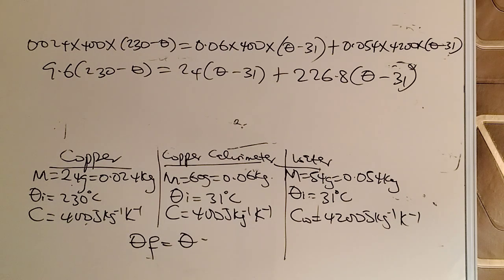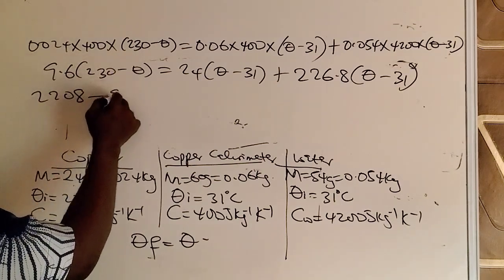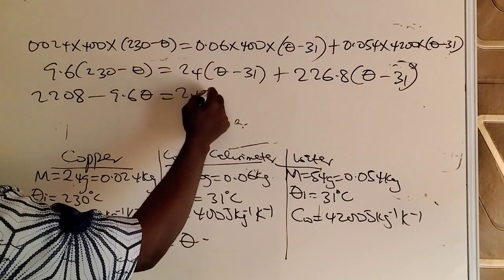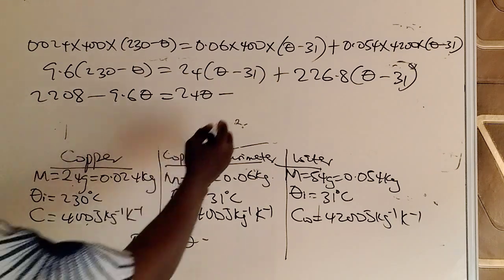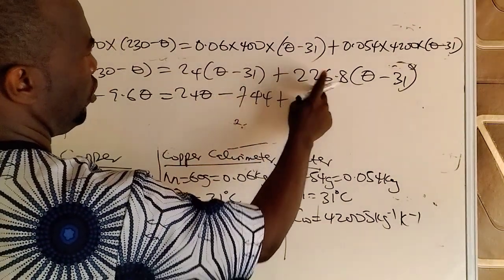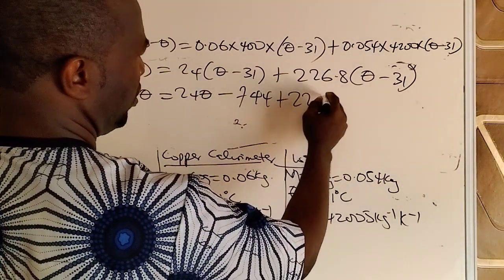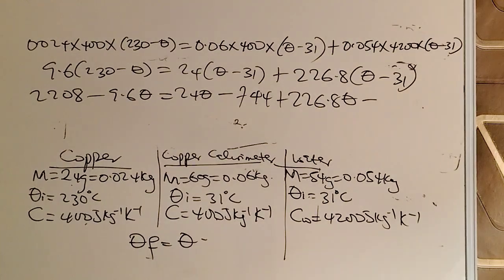2208. So if you multiply this, that 2208, will give you 9.6 theta. Expanding 24 times theta gives us 24 theta. Then 24 times 31 gives us 744. Then plus 226.8 times that gives us 226.8 theta minus 226.8 times 31, which gives us 7030.8.